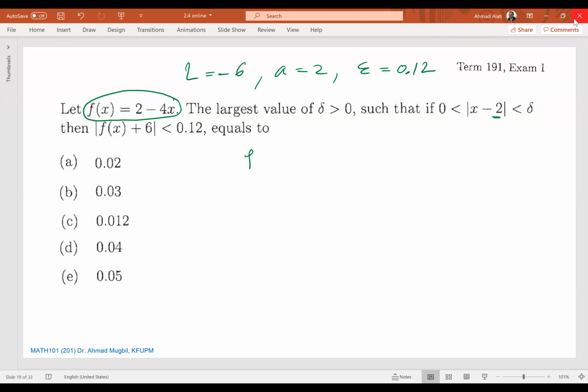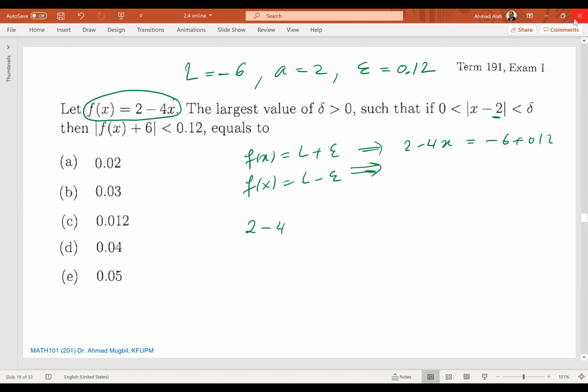You can use this: f of x equals L plus epsilon, and then f of x equals L minus epsilon, and solve them. This is one way. So you will have 2 minus 4x equals L plus epsilon. L plus epsilon will be negative 6 plus 0.12. But of course, if you do it as I said, 2 minus 4x minus L, which is plus 6, absolute value less than epsilon. Epsilon is 0.12. Then you will have it greater than negative epsilon.